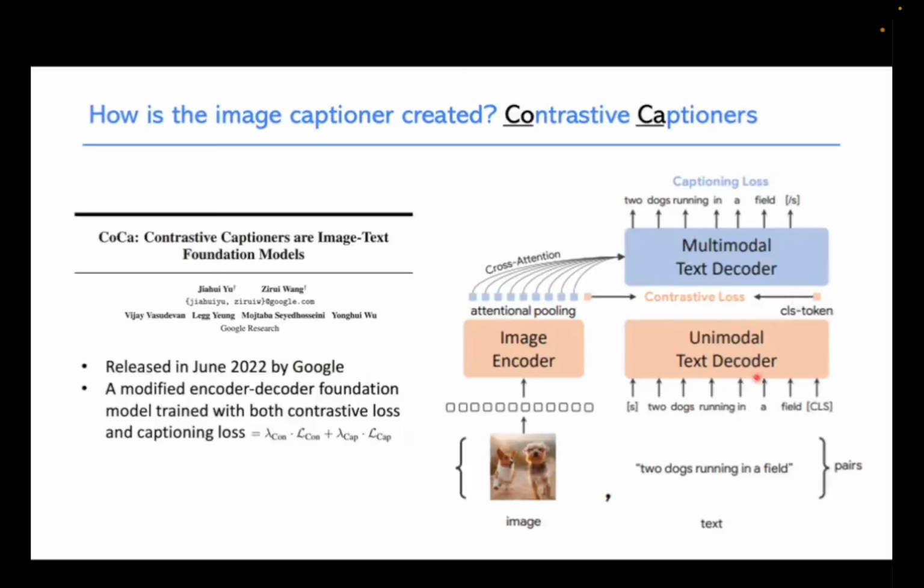For the unimodal text decoder, for the contrastive objective, we append a class token at the end and use the output, which is the predicted class token, as a global representation of the text input. For the image tokens, we also pool them into one global representation token as the global representation of the image. By comparing those two global representations, we can compute the contrastive loss, whose idea is similar to what we have seen in the CLIP part.